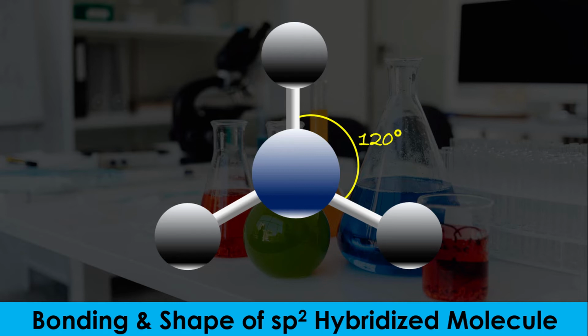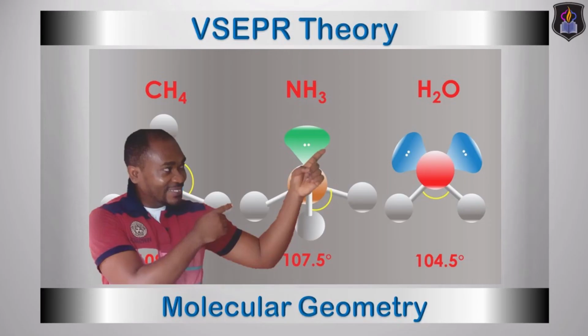The shape of a molecule in which its central atom exhibits an sp2 hybridization is said to be trigonal planar. To learn more about the shapes of molecules, watch our video on the valence shell electron pair repulsion and molecular geometry. Check the link in the description.